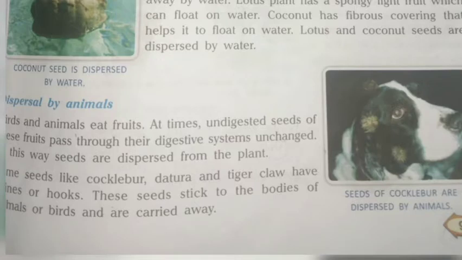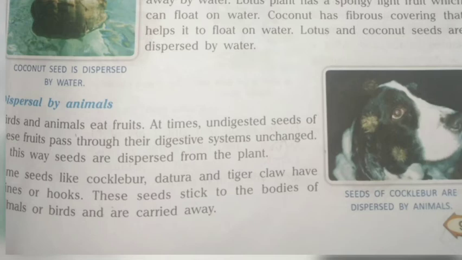Dispersal by animals. Birds and animals eat fruits. At times, undigested seeds of these fruits pass through their digestive systems unchanged. The seeds are excreted from their digestive systems unchanged. In this way, seeds are dispersed from the plants.